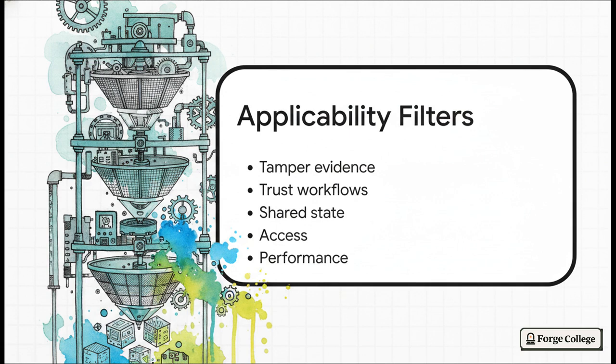Number 1, tamper-evident data and provenance. 2, multi-party workflow with asymmetric trust. 3, shared state needs. 4, permissioning and access patterns. And 5, performance and latency tolerances. Now, these aren't just random checkpoints. They map directly back to that ledger and node mental model you've been building all along.